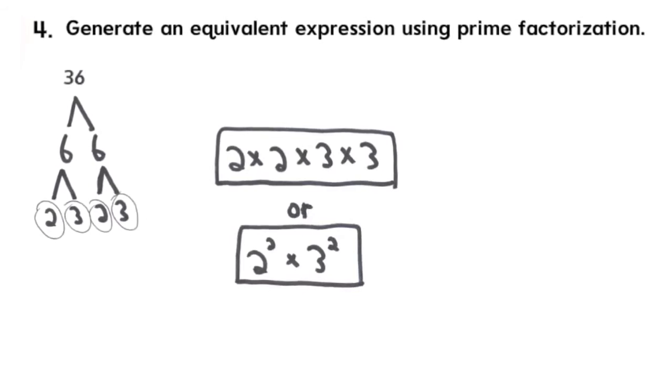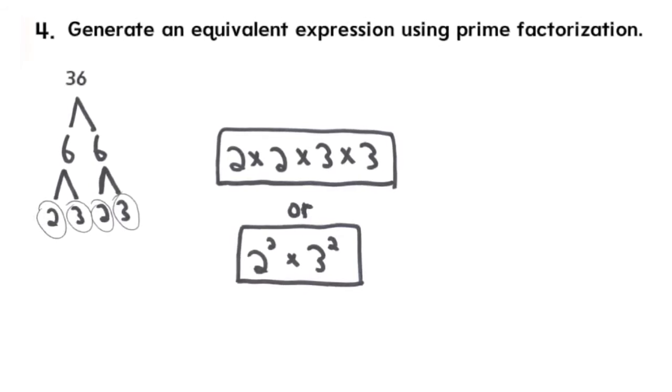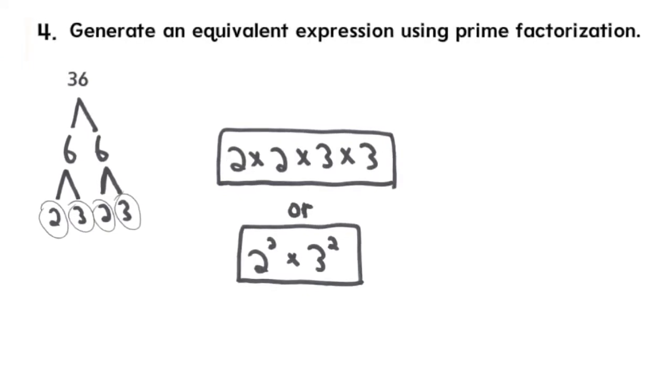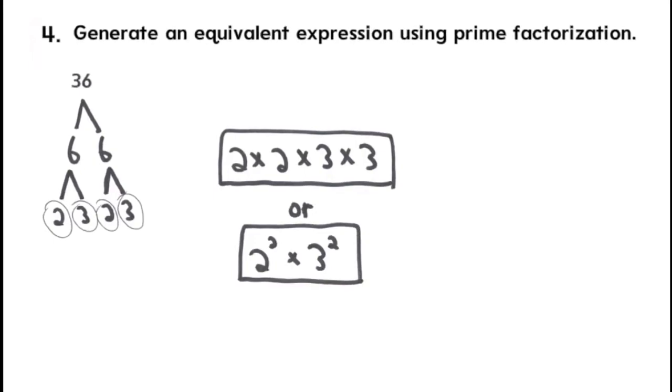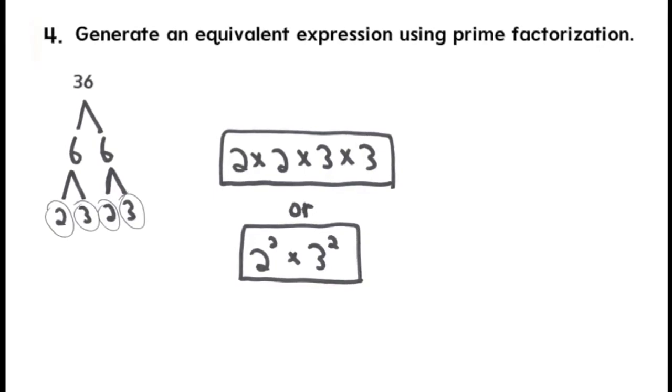When you write down your solution though, make sure you keep them in order from least to greatest. So you would write 2 times 2 times 3 times 3. Or in exponential form, 2 to the second power times 3 to the second power.